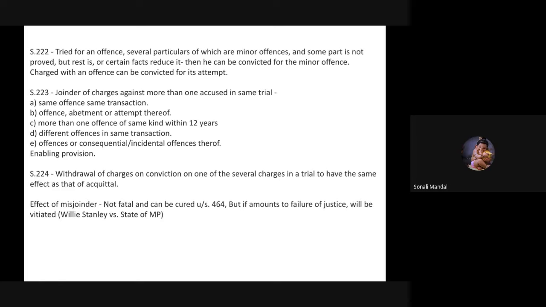Now, what is the effect of misjoinder? It will not be fatal and it can be cured under section 464, but if it amounts to failure of justice, it will be vitiated. So basically, misjoinder will not be fatal and can be cured, but should not amount to failure of justice. That is held in Willie Stanley versus State of California.